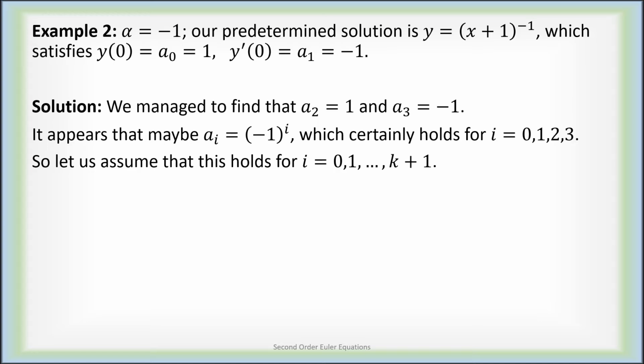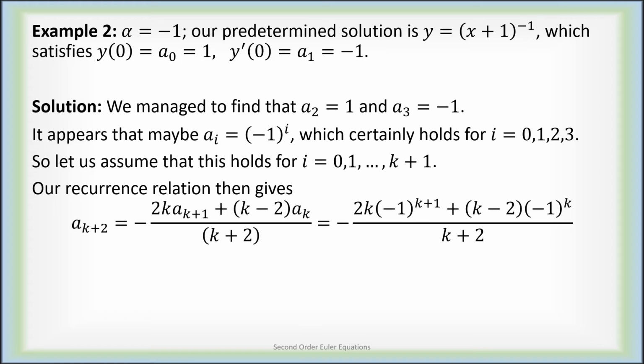So let's assume that it does hold for all indices up to some k plus 1. Then the recurrence relation would give a sub k plus 2 is negative 2k ak plus 1 plus k minus 2 ak over k plus 2. This was our recurrence relation. If I assume that ak plus 1 is negative 1 to the k plus 1, and I assume that ak is negative 1 to the k, we're hoping that all of this will simplify down to negative 1 to the k plus 2, matching the desired format for the next coefficient a sub k plus 2. So we're trying to do an inductive proof that indeed a sub i is always negative 1 to the i.